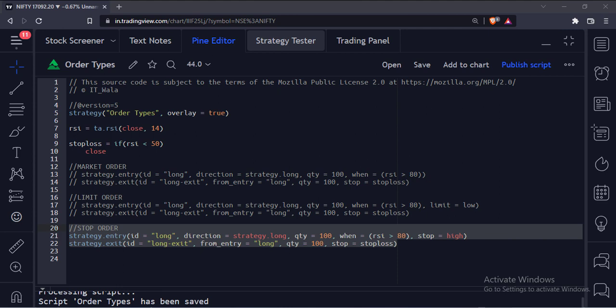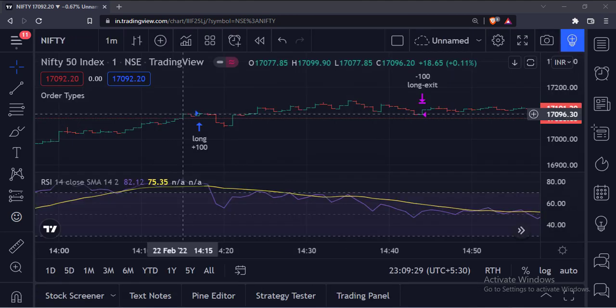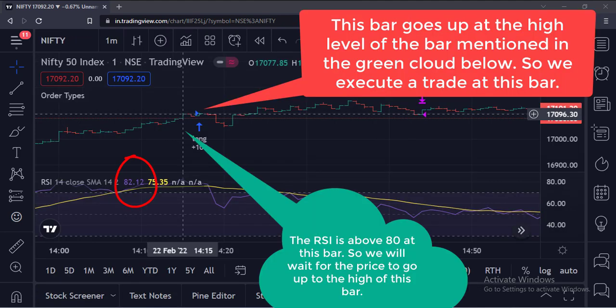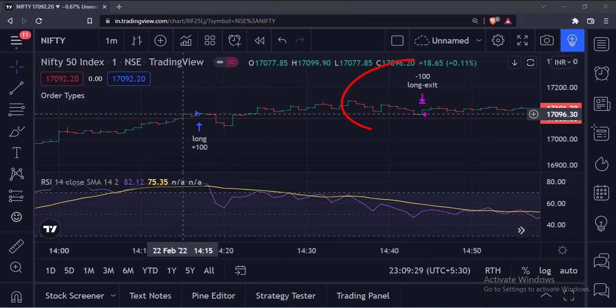Let's add this strategy to the chart. As you can see, when the RSI goes above 80 and when the price goes up to the high of that bar, an order gets executed. And when the RSI goes below 50, we exit the order.